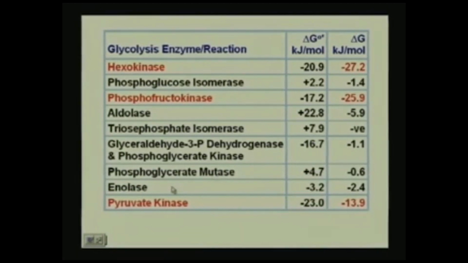Then we have the enolase that creates the phosphoenolpyruvate, because when you have the enolase you have to have an enol present there. So you have a phosphoenolpyruvate. That phosphoenolpyruvate loses the phosphate by pyruvate kinase to form pyruvate. So these are all the steps of glycolysis.